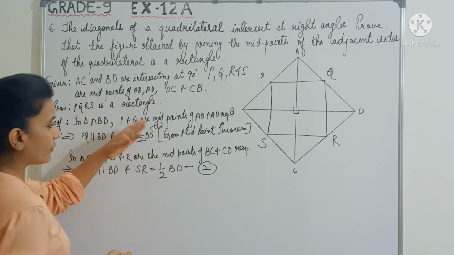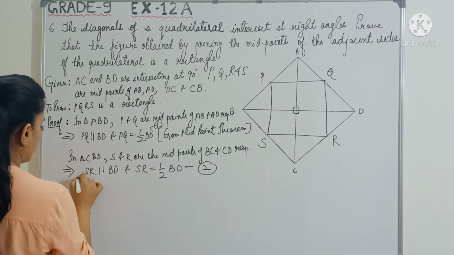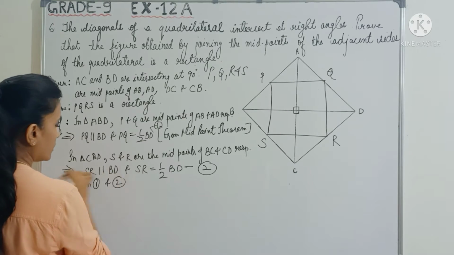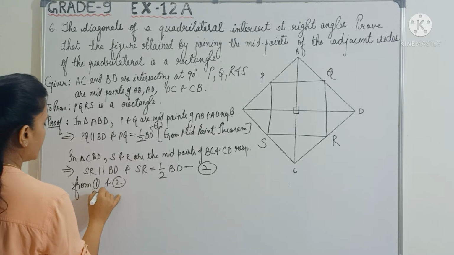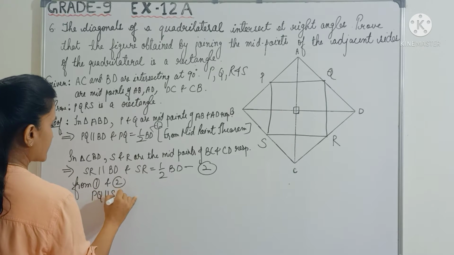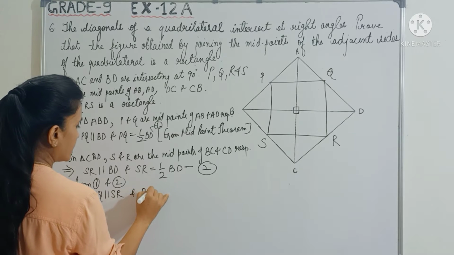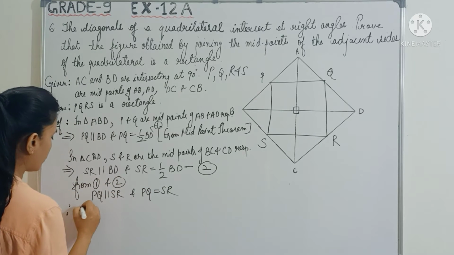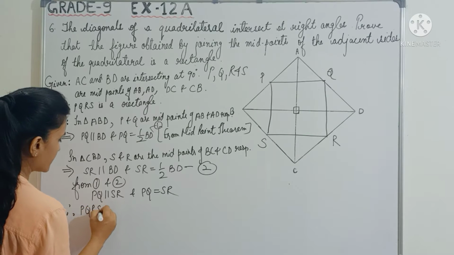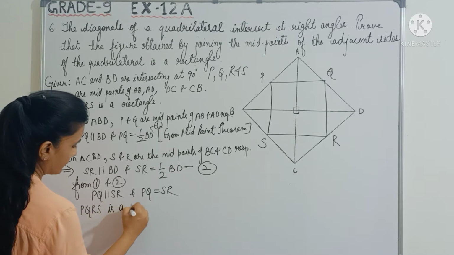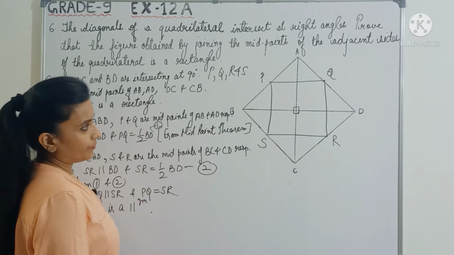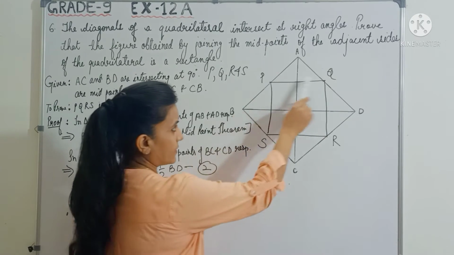Okay, so from 1 and 2, what can you conclude? From 1 and 2, you can conclude that PQ is parallel to SR and PQ is equal to SR, right? Therefore, quadrilateral PQRS is a parallelogram, right? Now we have shown that this is a parallelogram.